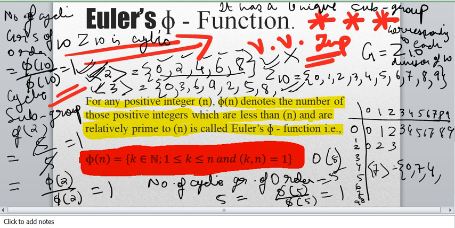Keep that in your mind. Euler's function, that is the definition of Euler's function. Keep that also in your mind, and keep going ahead with our videos and keep understanding.